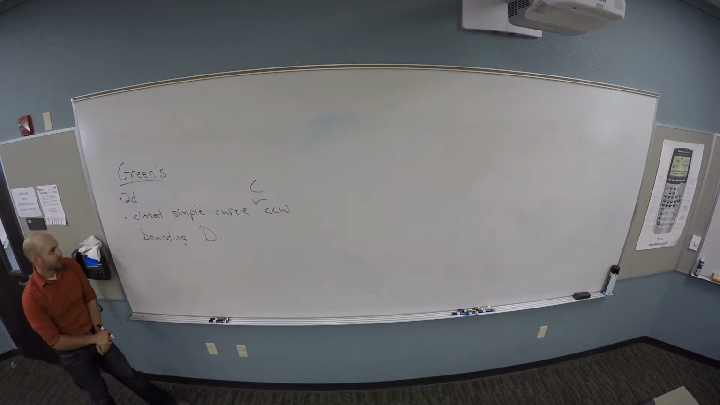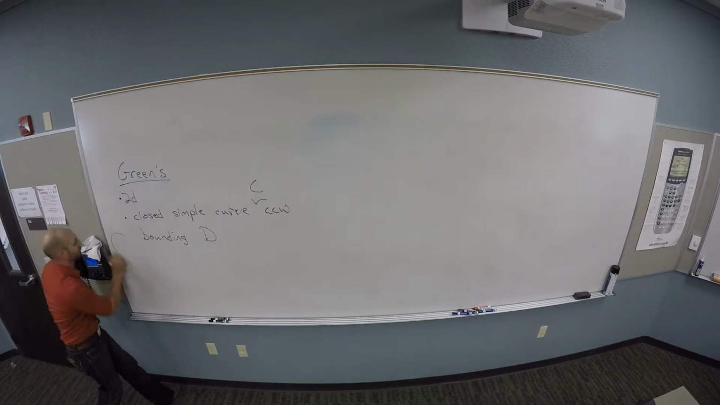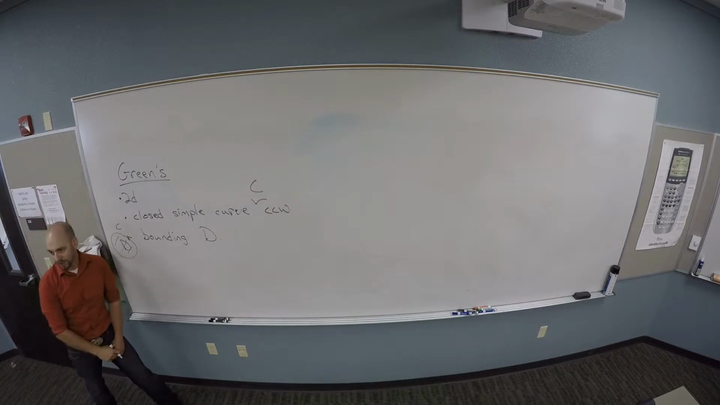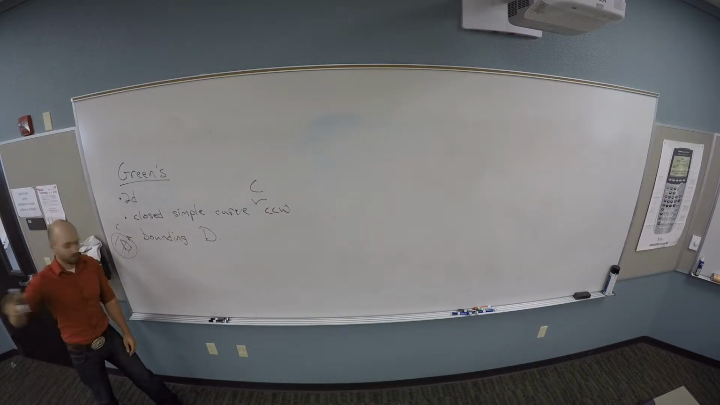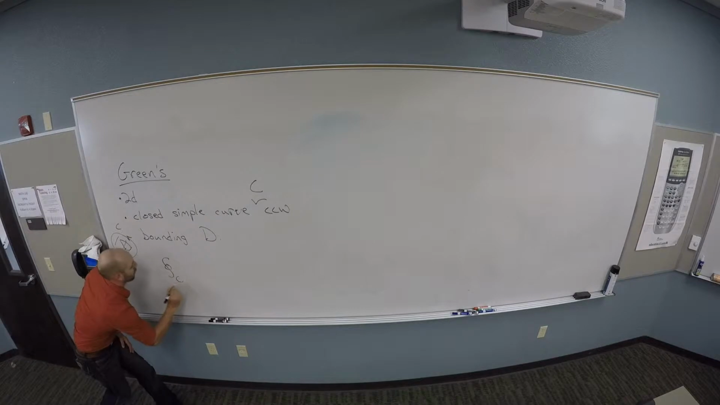So I've got a simple closed curve counterclockwise bounding the region D. So that's a picture like this, right? Here's a curve, here's a region D. And then what do I know about this thing? The circulation along the curve C is equal to the curl.